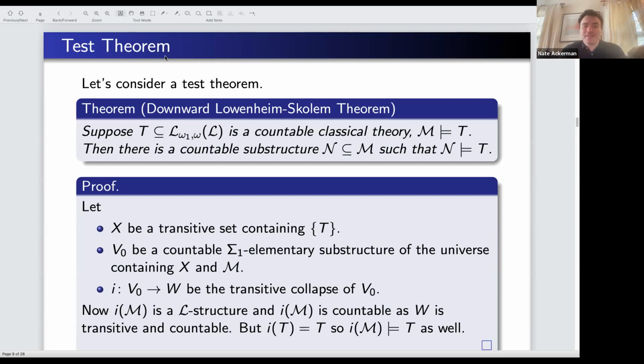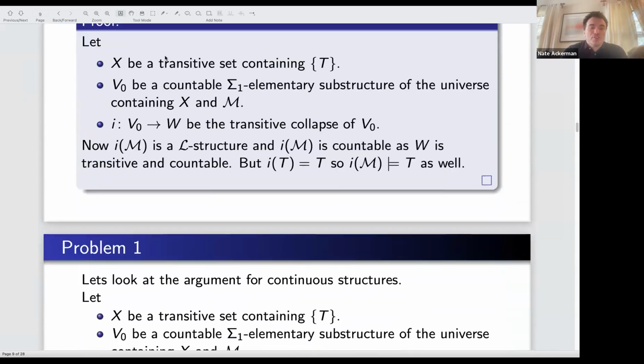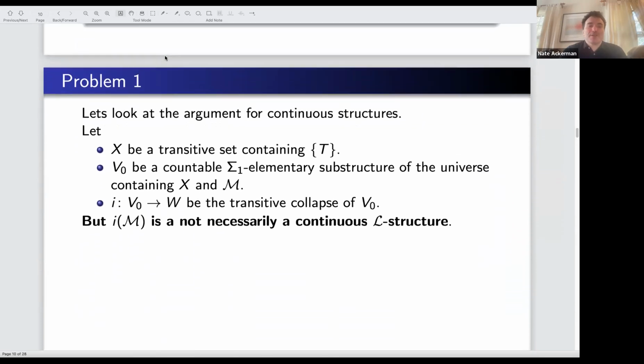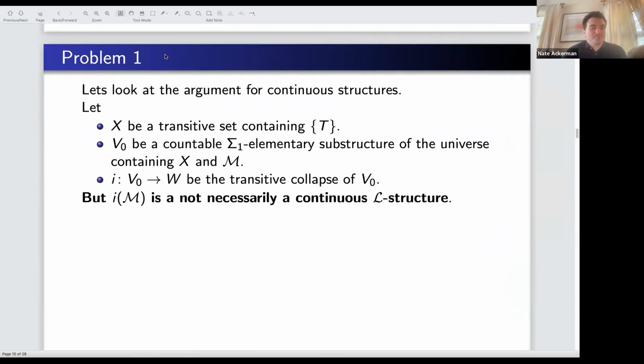Okay, but because it was a countable transitive subset, everything in sight has to be countable. Therefore, the image of our model has to be countable, and we've found a countable model satisfying our theory. Okay. So now let's look at the same argument, but for continuous structures.